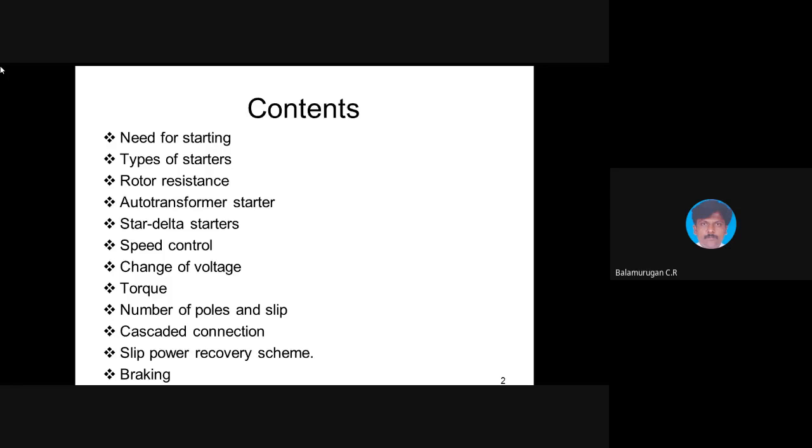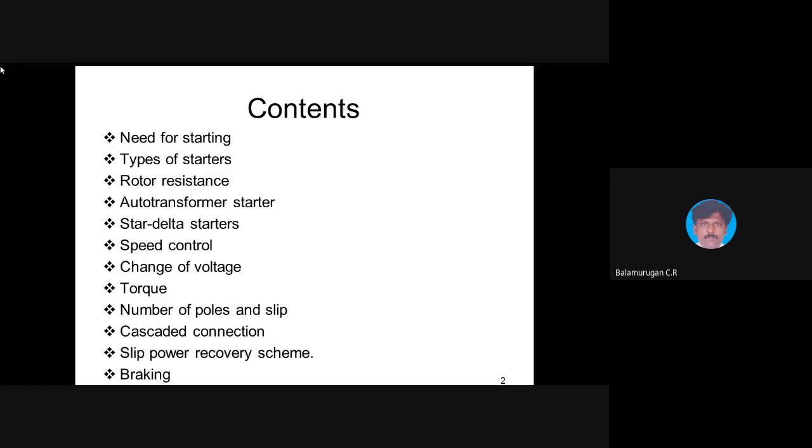To limit this current, we add external resistance in series with the armature resistance. This is the case during starting only. When the motor starts and its speed gradually increases, the back EMF comes into the picture, and we gradually remove the resistance. Thereby the motor runs with normal current. So this is the basic concept.